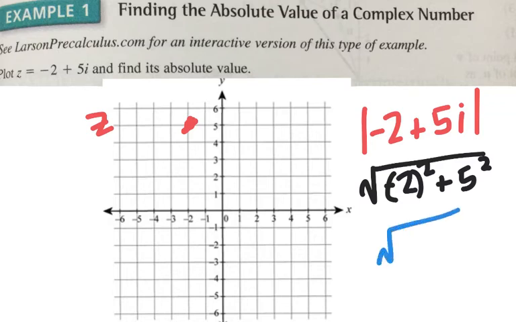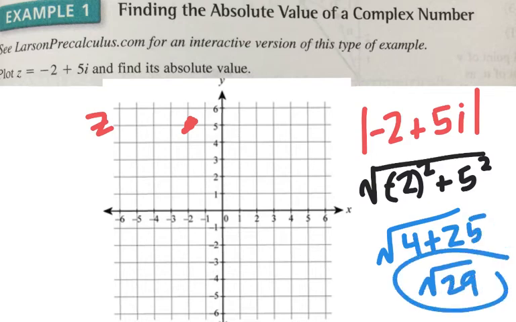-2 squared is 4. 5 squared is 25. So this is radical 29, which does not simplify. So the absolute value of -2 plus 5i is radical 29. So if we think about it, where is that distance? How can I see distance on this graph?